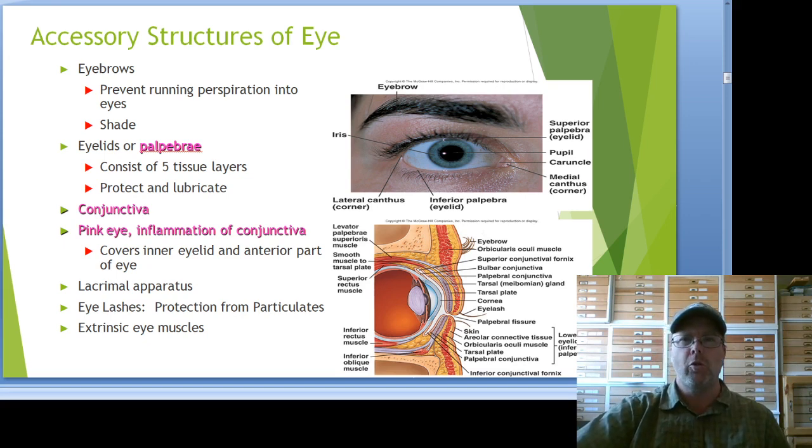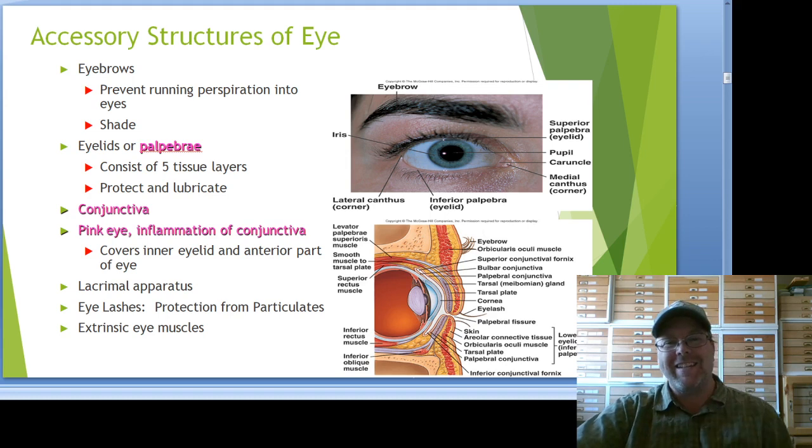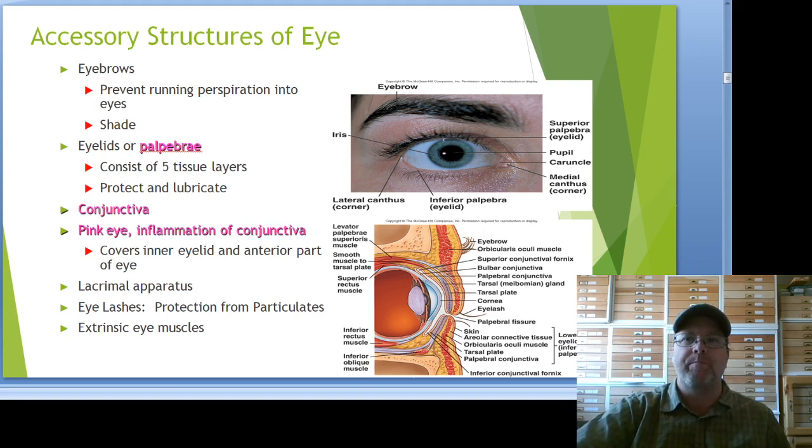I'm human too. So these tear ducts, make sure that you know the lacrimal system. All right. So next will be the parts and pieces of the eye itself.